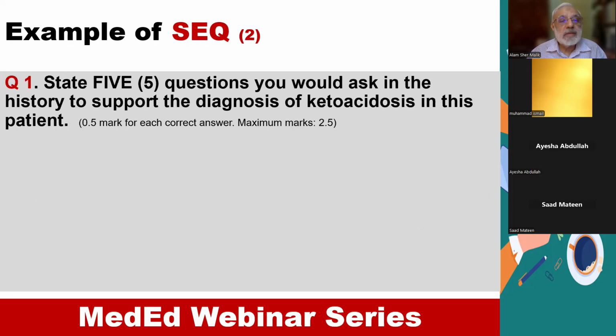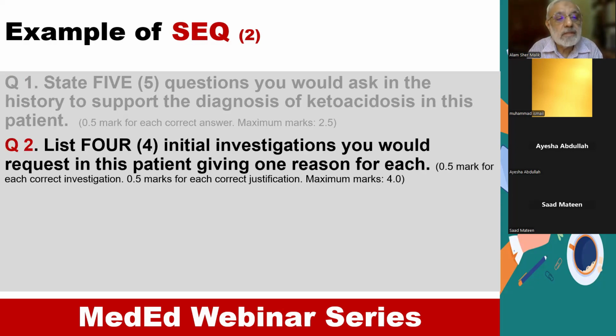The first question may be: state 5 questions you would ask in the history to support the diagnosis of ketoacidosis in this patient. So some information is already given. The student has to look for additional information, and that information should be either to support or rule out the diagnosis of ketoacidosis. Second question: list 4 initial investigations you would request in this patient, giving 1 reason for each.